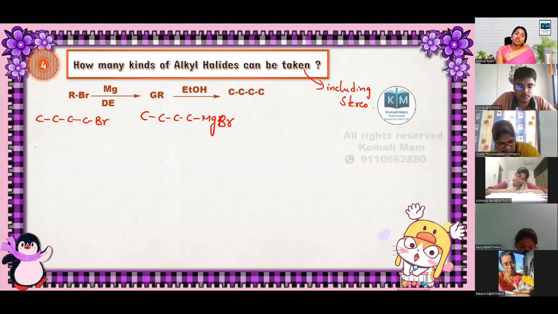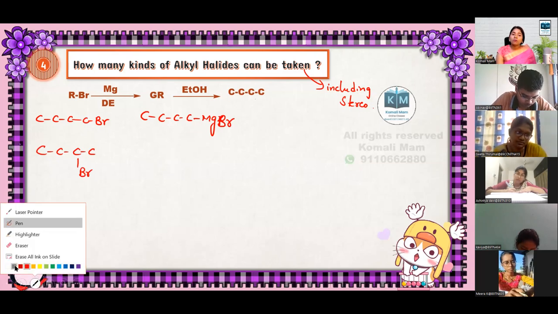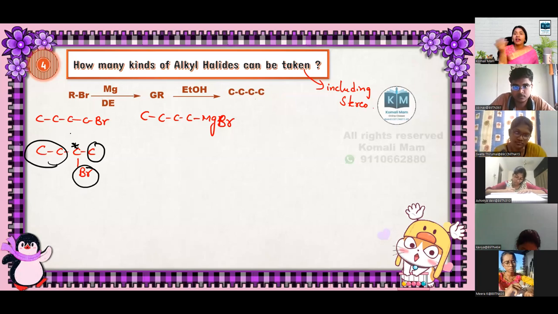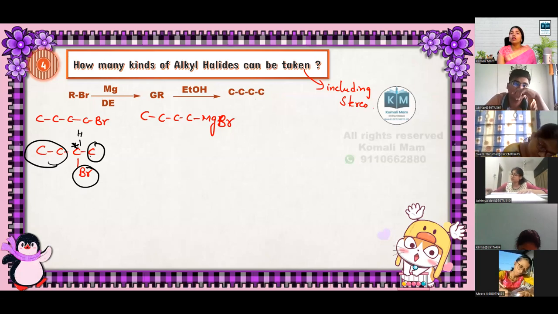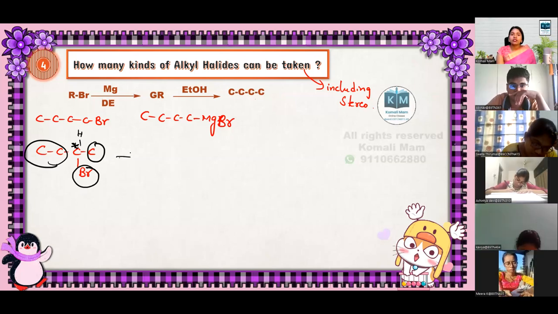Either you can keep Br at the first position, or you can keep it at the second position. But in the second structure, there is a carbon surrounded by four different groups. This is one group, two group, three group. I did not balance the carbon valency here. Only three bonds are written, so one more bond will be there, that is the C-H bond. So two structures are possible.